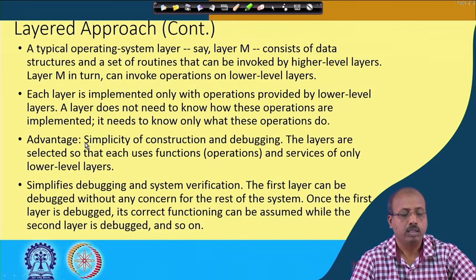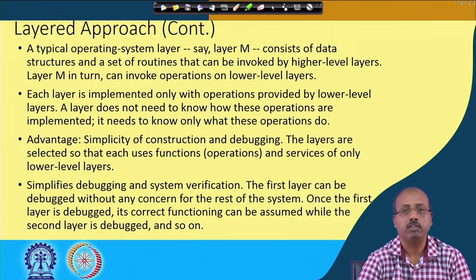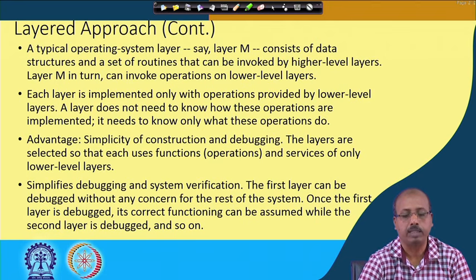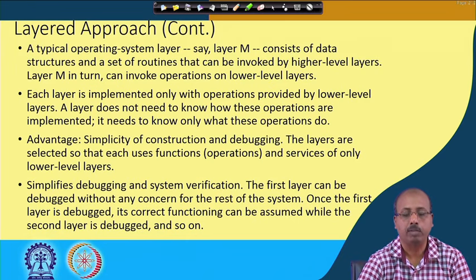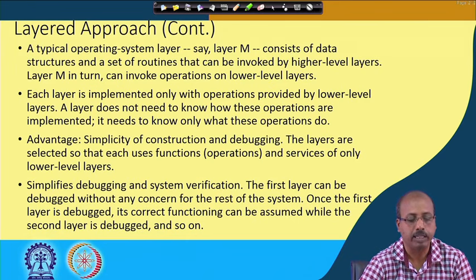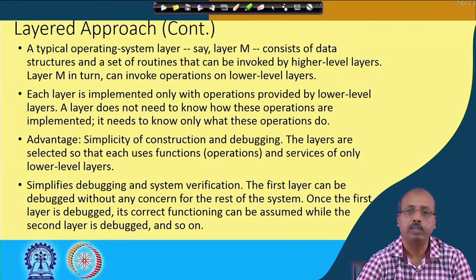In a typical operating system, layer m consists of data structures and a set of routines that can be invoked by higher level layers. So, this is what I was telling: at a lower level you implement some data structures and routines that are invoked by the higher level layers. Layer m in turn can invoke operations at lower levels. That is the complete hierarchy. Each layer is implemented only with operations provided by lower level layers. It will not try to do a step jumping, or bypass a lower layer and directly talk to the lowest level.